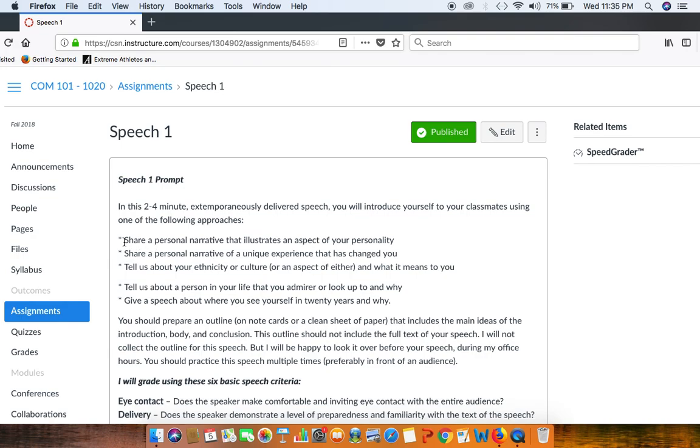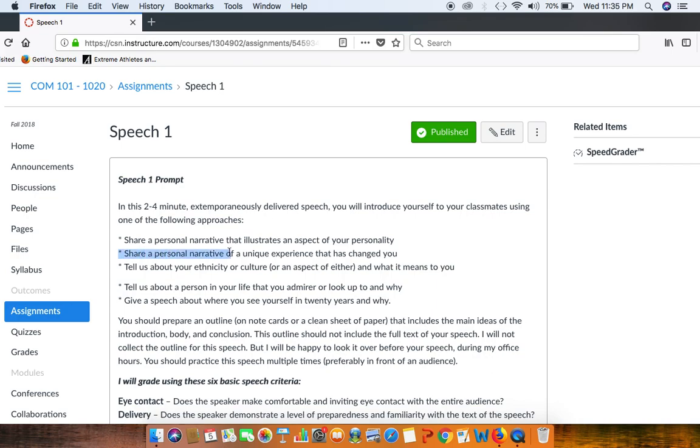So the first one is you could share a personal narrative or story that illustrates an aspect of your personality. So some sort of story that reflects how you're hardworking, or a story that reflects how you stay positive would work for this one.